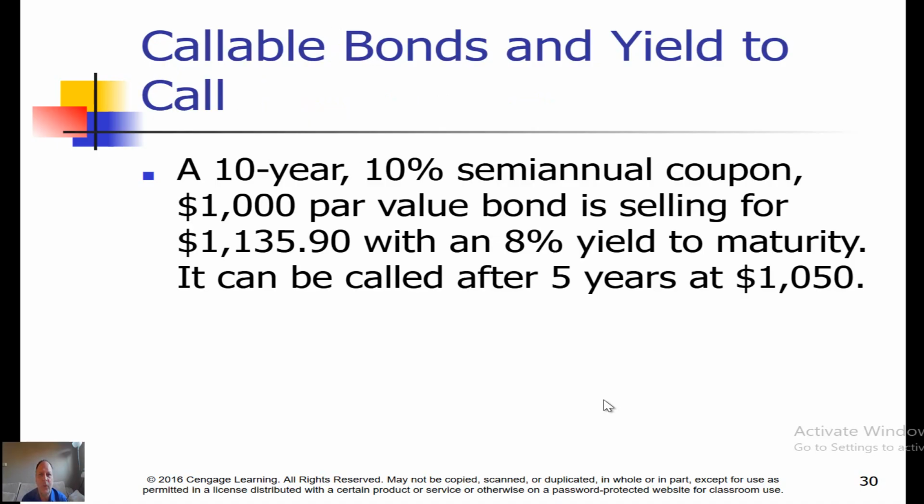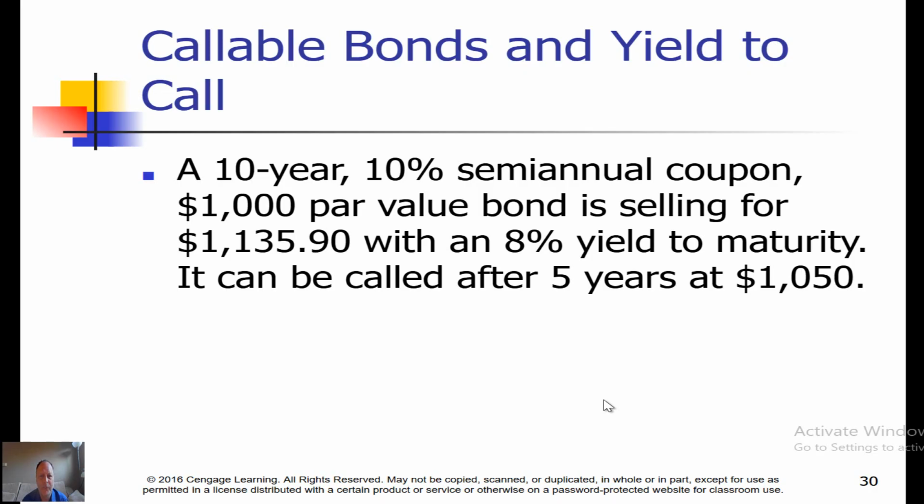How do we adjust things for callable bonds, and how do you calculate the yield to call? Well, we'll consider a 10-year, 10% semi-annual coupon, $1,000 par value bond selling at a premium for $1,135.90 with an 8% yield to maturity, and it can be called after 5 years at $1,050, so the extra $50 is the refinancing fee.